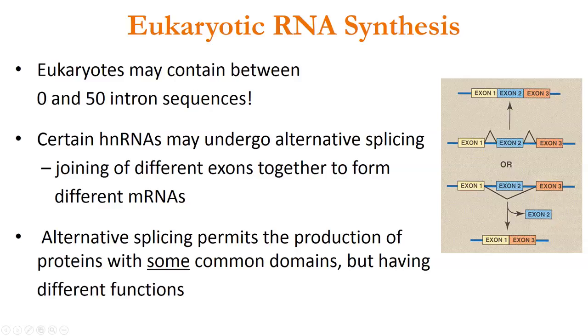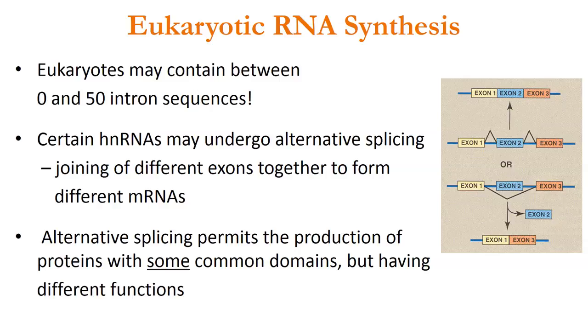You can have anywhere between 0 and 50 introns. Most genes do have introns, and one of the things we do know now is that most genes also undergo alternative splicing. What I mean by alternative splicing is we can actually join exons in different ways. You could have a messenger RNA here where exon 1, 2, and 3 is there. In this case, we can have an alternative one where we cleaved out exon 2 as well, or any number of different events.